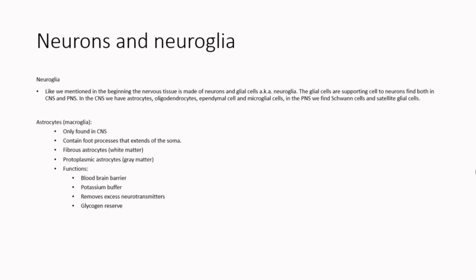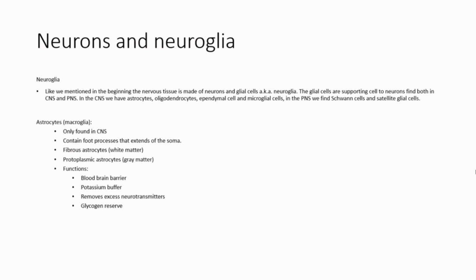Neuroglia, as we mentioned before, are supporting cells for the neurons, and we can find them both in the CNS and the PNS. We have already mentioned that in the CNS we have astrocytes, oligodendrocytes, ependymal cells, and microglial cells, and in the PNS we have the Schwann cells and the satellite glial cells.